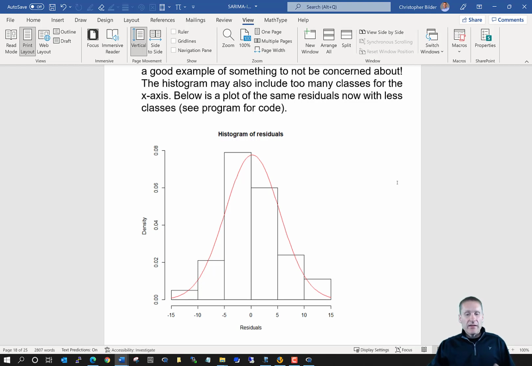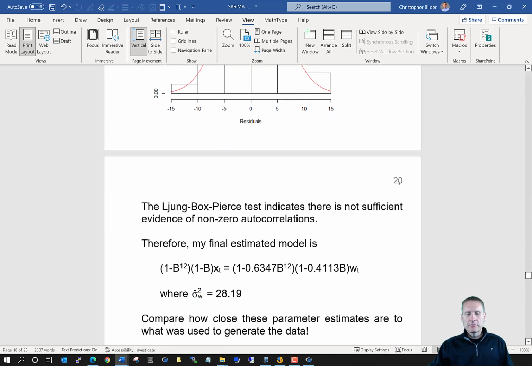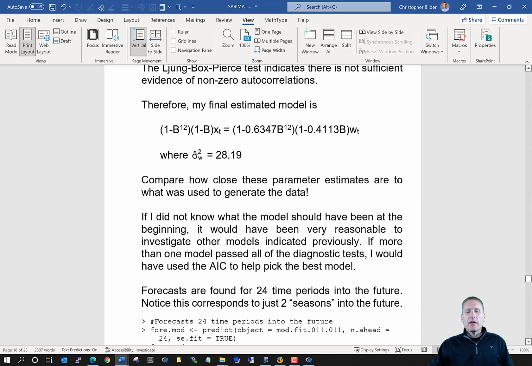This is a plot of the same exact residuals. This plot doesn't look as bad as perhaps the previous plot. Again, we have maybe a little bit of deviation right around there, but I'm okay with this. Okay, so now here's my final model.